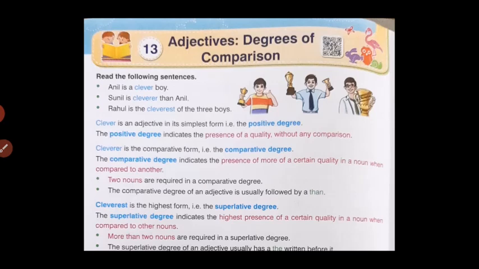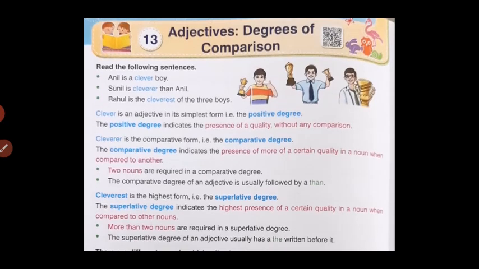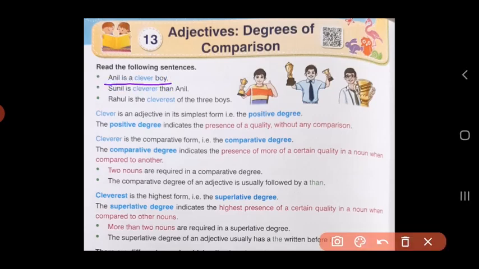Today's topic will teach us to make 3 degrees of comparison in adjectives. Let us read the following sentences. Anil is a clever boy. Sunil is cleverer than Anil. Rahul is the cleverest of the 3 boys. What is common in all these 3 sentences? The adjective clever.